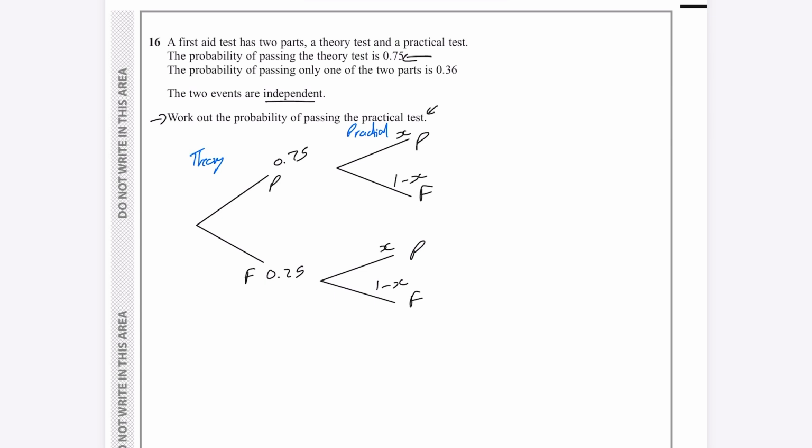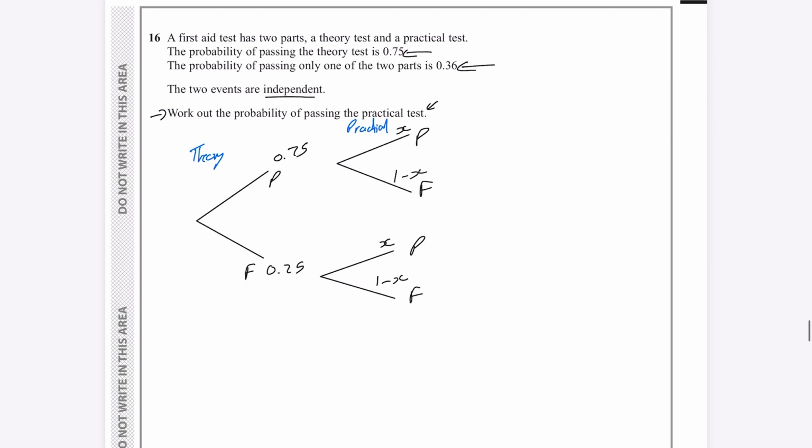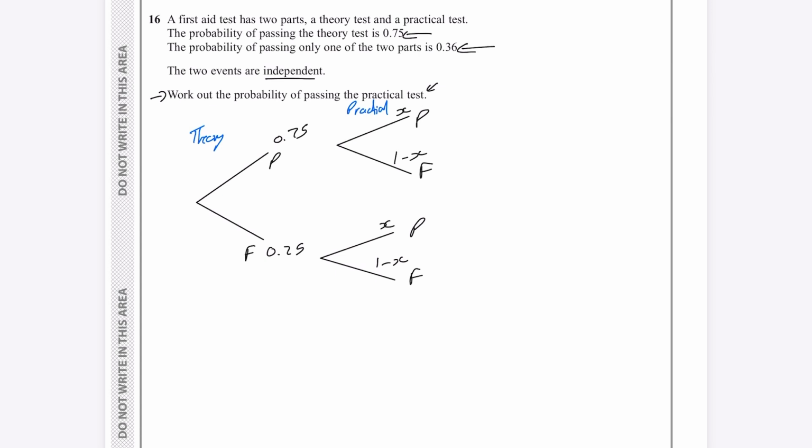So now you're probably wondering, what do we do with this number here? If you read the statement, it says the probability of passing only one of the two parts. So there's a theory and a practical. What combinations are there of just passing one? Well, the first one is you pass the theory and you fail the practical. And the second route is that you fail the theory, but you pass the practical. So there's two ways you can go about this.